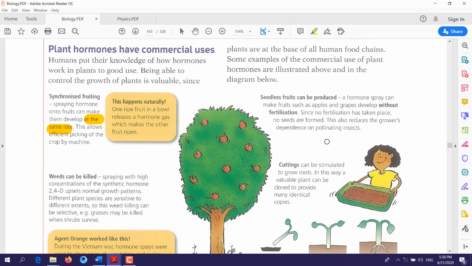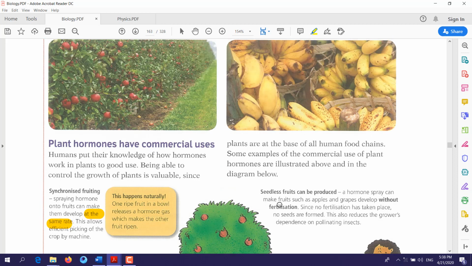Another example is that seedless fruit can be produced. Let's take banana as an example. Bananas, as we know, as fruits should have seeds in them. But now there are no seeds in bananas. Why? What happened? A hormone spray can make fruits such as apples and grapes develop without fertilization. So plants will make fruits without fertilization. They don't need to wait until the pollen moves from the anther to the stigma and so on.